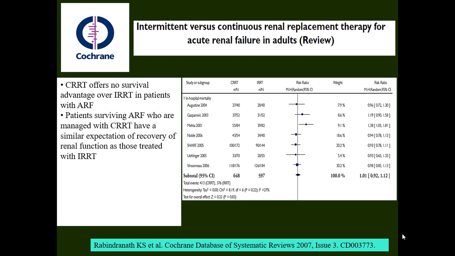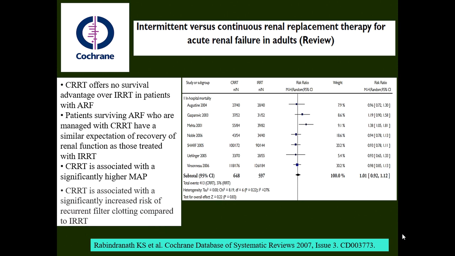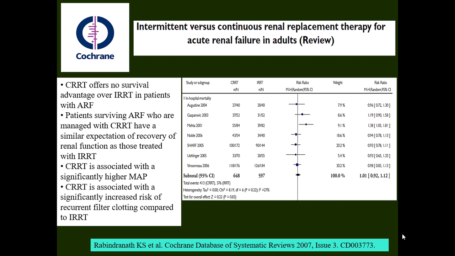Patients with AKI who are managed with CRRT have a similar expectation for recovery of renal function as those treated with intermittent RRT. CRRT is associated with significantly higher MAP. This is actually an advantage where you will have a very sick patient on double or triple vasopressor support. And CRRT is associated with significantly increased risk of recurrent filter clotting compared to intermittent renal replacement therapy.